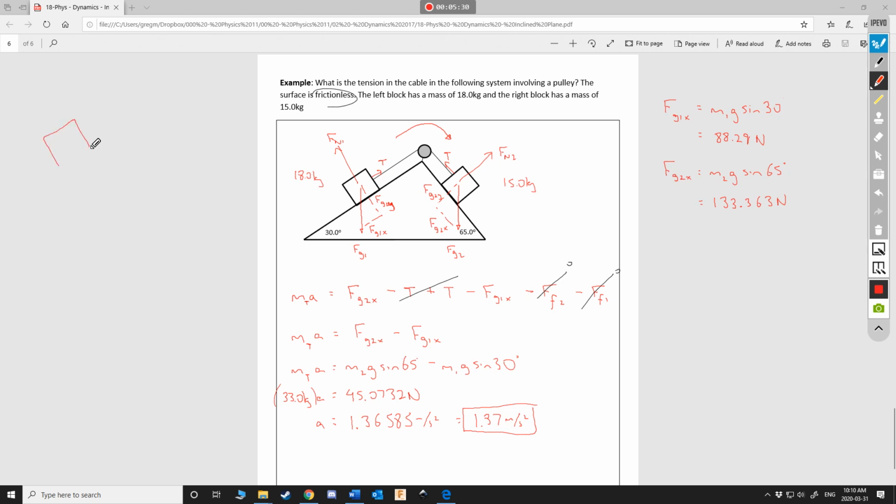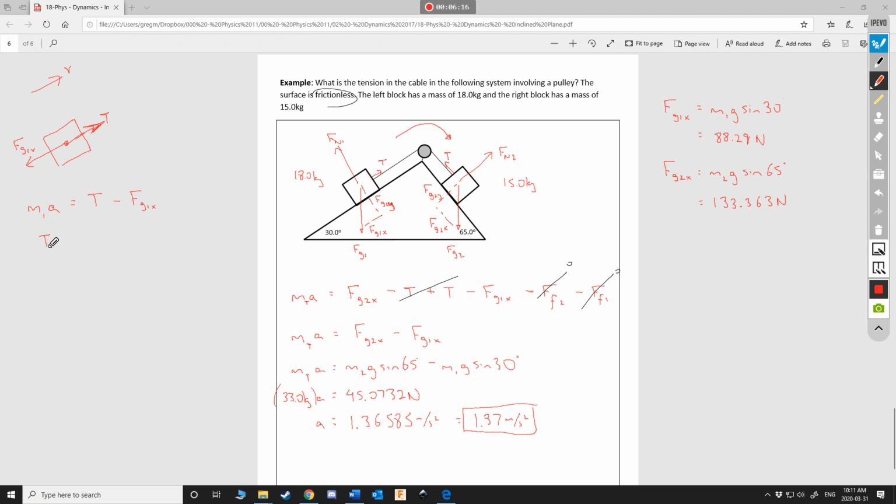If I look at the 18 kilogram block, you can see that tension is pulling it that way, but Fg1x is opposing it. Overall, we know it's moving up and to the right. So let's draw the tension force a bit bigger. Here's block 1. It's being accelerated by 1.37 meters per second squared. Some force T is pulling this block to the right, and it's being opposed by the weight of that block in the x direction.